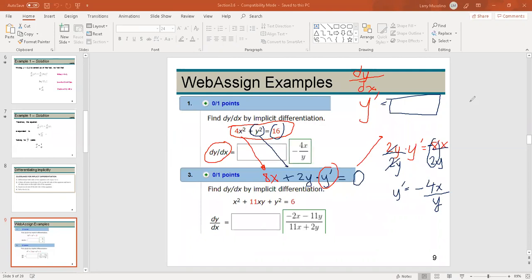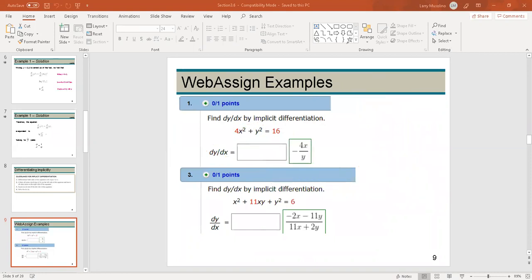Okay, let's do the bottom example. Now, the bottom example is going to be a little more complicated because you might notice here in the middle I have 11xy. Well, x times y, remember y is a function of x. So really this is two functions of x being multiplied. When that happens and you take the derivative, you need the product rule. So we need the product rule for this example.